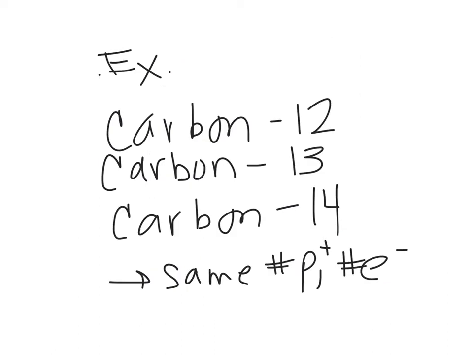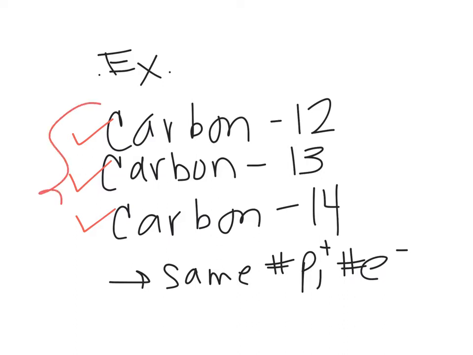So for example, you may have heard of carbon-12 or carbon-14. Carbon-12 is plain old carbon. That's 95% or so of all the carbon in the world. Carbon-13 is an isotope of carbon with a different number of neutrons that's used in different medical applications. Carbon-14 is another isotope of carbon that's used for radioactive dating. That's how we find out how old the Egyptian pyramids are.